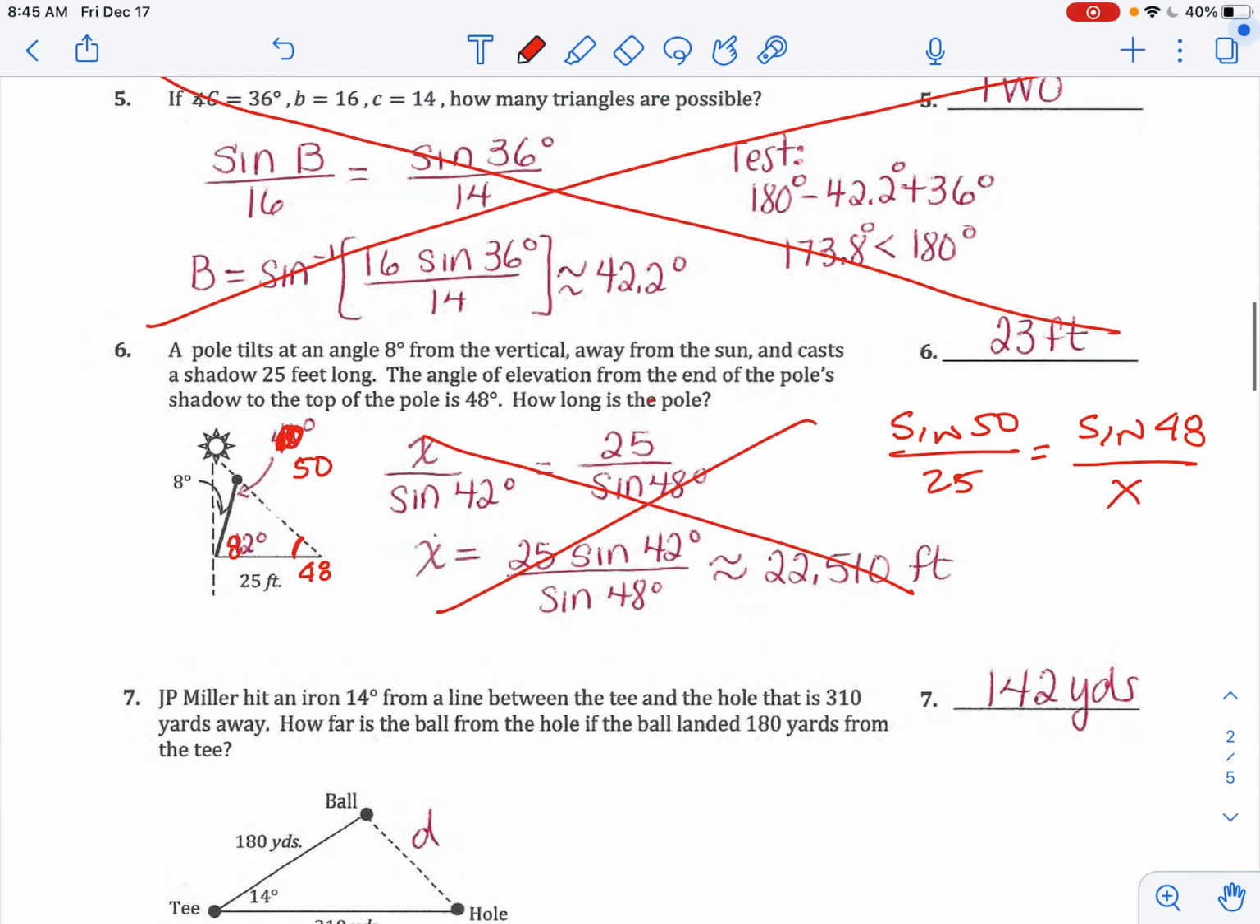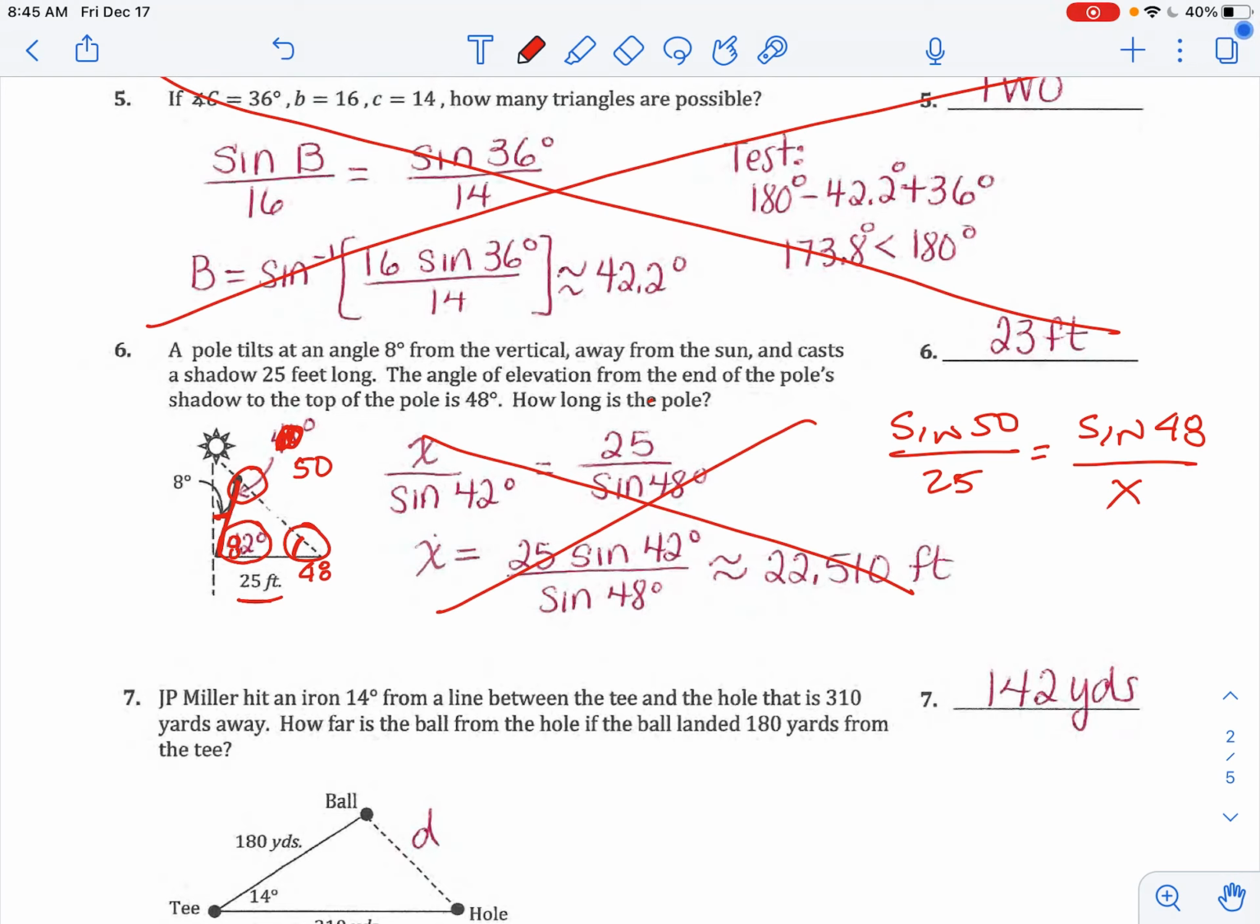All right, this one's a little tricky. I'm starting my video over because this answer's wrong. So I have a pole here where it's 8 degrees here. And then it also says the shadow's 25 feet. So if it says this is 8 degrees, do you see how I got 82 degrees for that? And then it says this angle down here is 48 degrees. So again, similar problem. I have 2 angles, so I can find the third. This turns out up here to be 50.